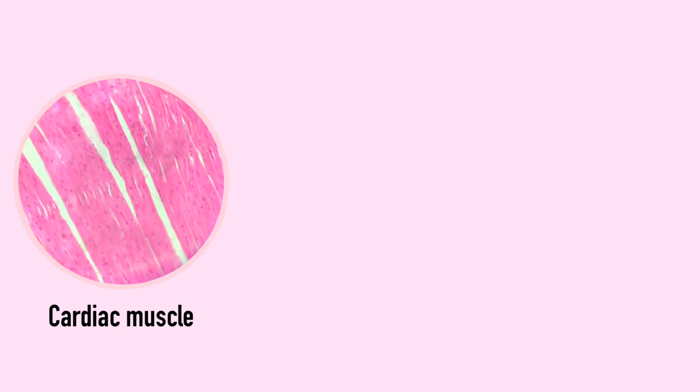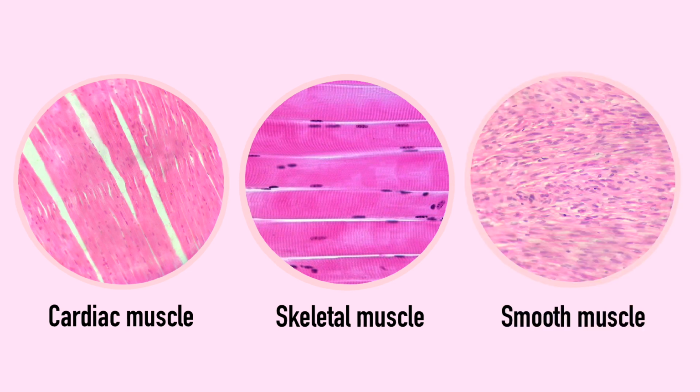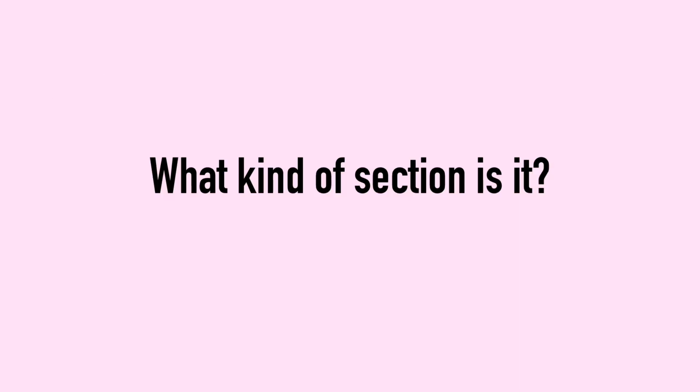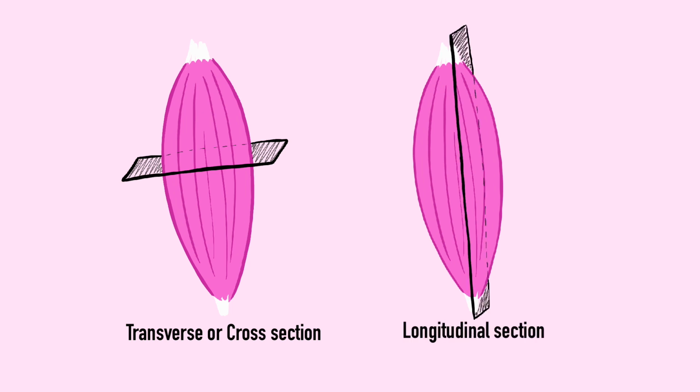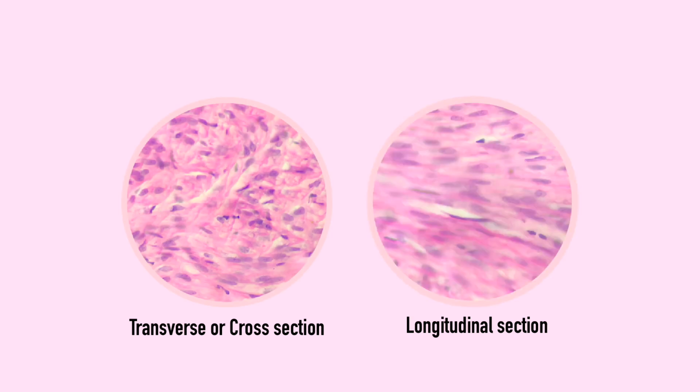There are three types of muscle: cardiac, skeletal, and smooth muscle. The question you have to ask yourself is: is it a transverse section or longitudinal section? This is how transverse section and longitudinal section of smooth muscle look like on a slide under microscope.